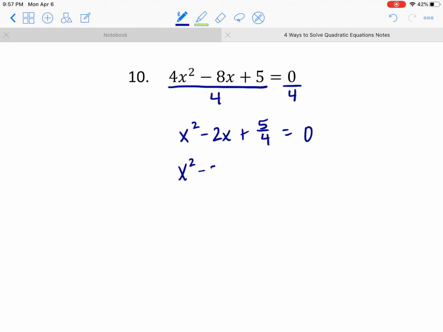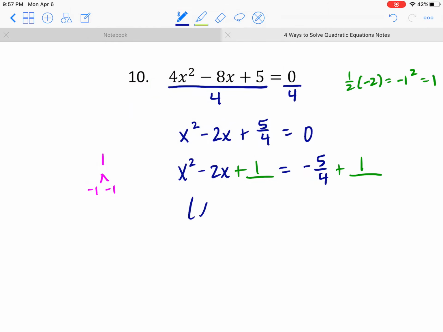So we can still work this process. This is not going to be pretty, and this is where I think the fourth method would probably be preferable to this, but I'm going to show you just so you can work through it. We're going to take x squared minus 2x, we're going to move the 5/4 to the other side, and we're going to figure out what we got to add to make this thing work. So I'm going to add something. It's going to be half of negative 2, which is negative 1 squared, which is positive 1.